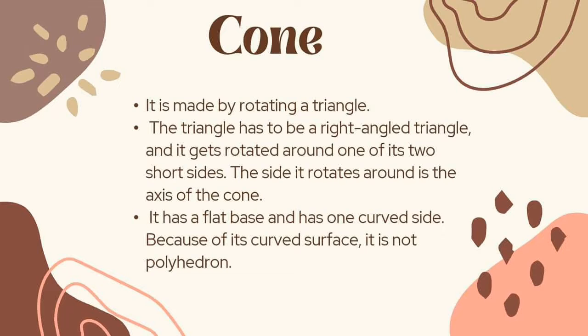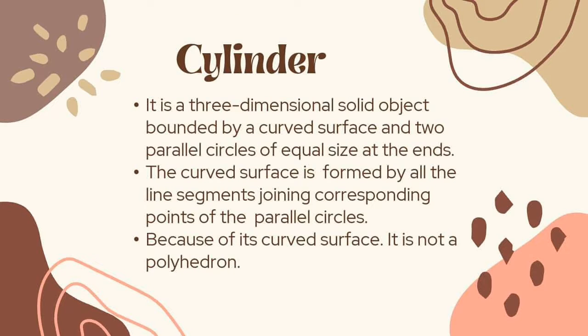So what is the meaning of cone? A cone is made by rotating a triangle. The triangle has to be a right-angled triangle, and it gets rotated around one of its two short sides. The side it rotates around is the axis of the cone. It has a flat base and one curved side. Because of its curved surface, it is not a polyhedron. Another meaning of cone in mathematics is the surface traced by a moving straight line that always passes through a fixed point.